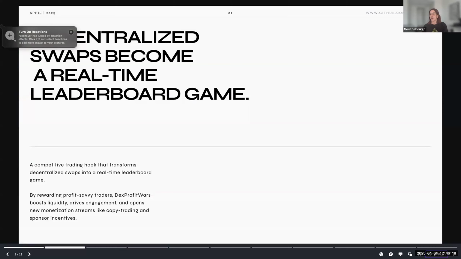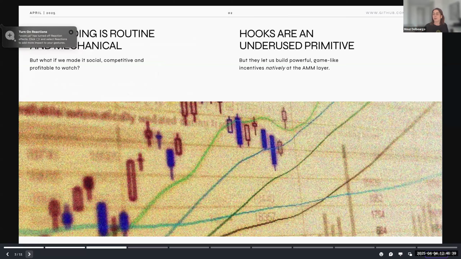What is the big picture with this hook? The hook rewards profit-savvy traders, and by doing so, it boosts liquidity, drives engagement, and opens new monetization streams like potential for copy trading and sponsor incentives. Obviously, I'll go through that in a couple of slides, but to start, how did this idea come about? So I saw an opportunity in that DEX trading is mostly routine and mechanical, but what if we made it social, competitive, and profitable to watch?